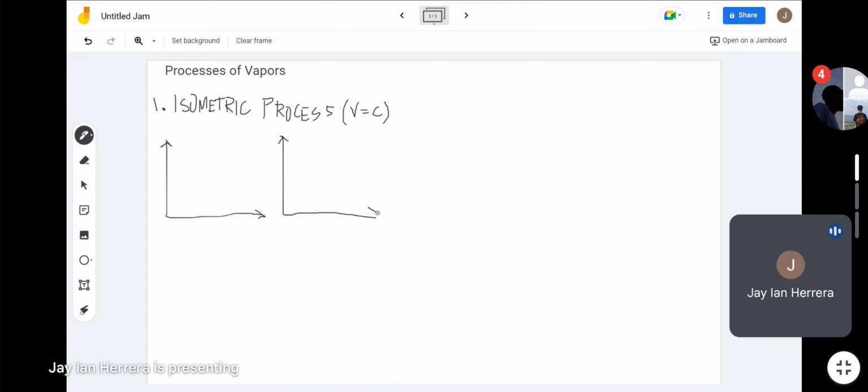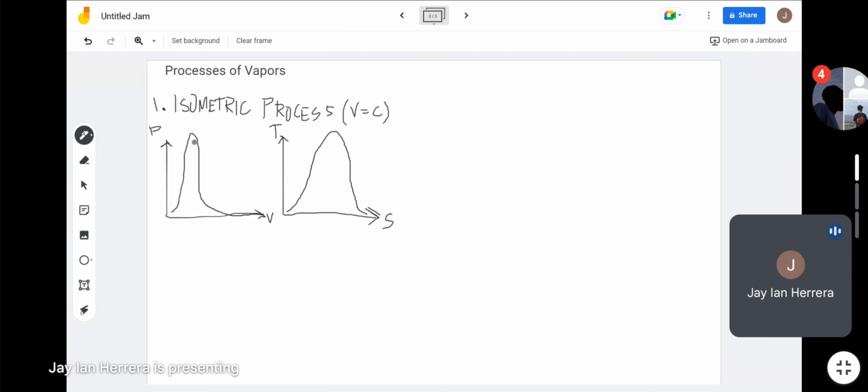For the PV and TS diagrams of vapors or water, on the TS we always have the saturation curve, if you remember. This is what we'll discuss in the thermal processes of steam. The PV is just like that, a shallow or narrow curve near the PV. So isometric just means constant volume.